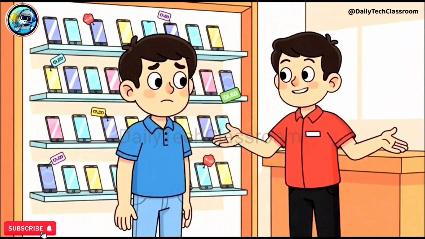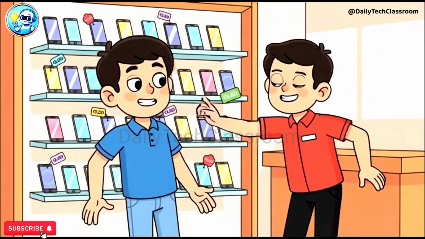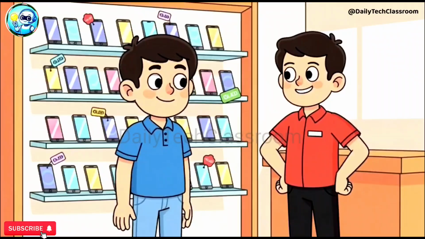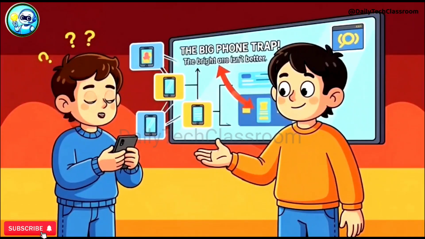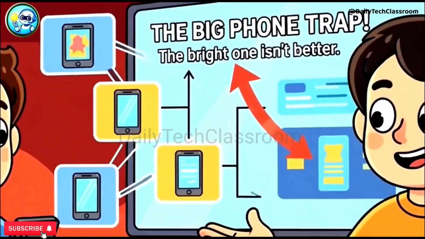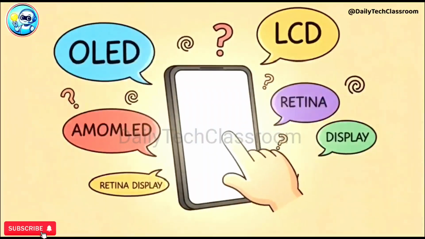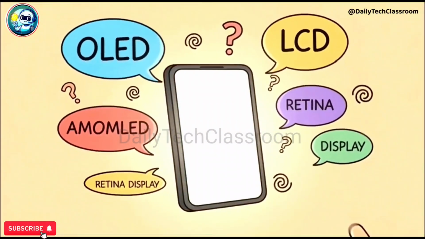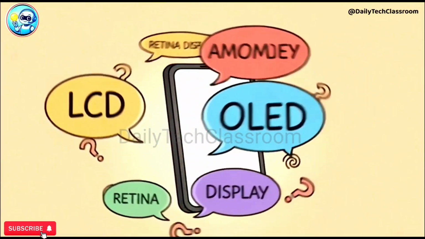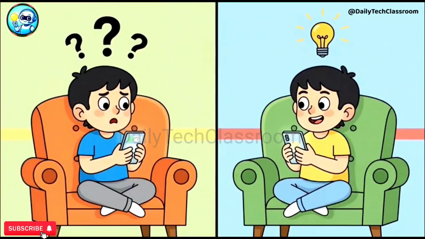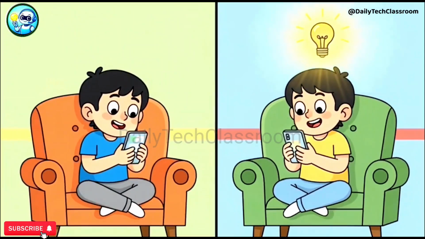You walk into a phone store and the salesperson looks you right in the eye and says, "This one has an OLED screen." And you nod, you smile, you pretend you know what that means. But here's the truth. Most of us have no idea what we just agreed to. OLED, LCD, Retina, AMOLED. It all sounds like alphabet soup.